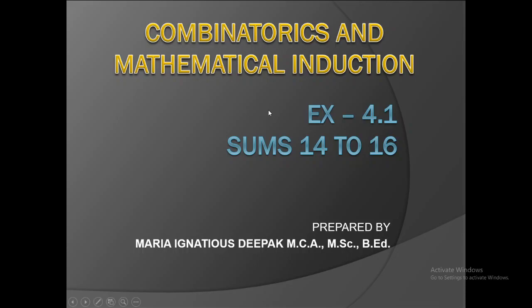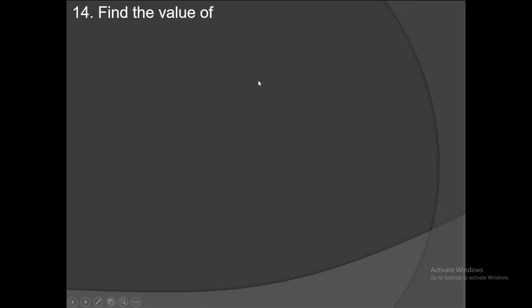Good morning, students. Today we are going to see the remaining problems in exercise 4.1, combinatorics and mathematical induction, sums 14 to 16. Now find the value of, here we are going to see factorial. Factorial is new to you, so I'll explain how to do factorial.